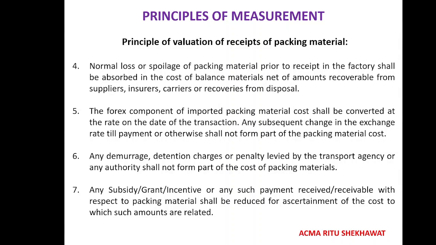If there is normal loss or spoilage of packing material prior to receipt in the factory, it should be absorbed in the cost. Like if you have transported goods worth 1 lakh and in transit 10,000 of the product has been damaged. Before transporting, you had taken insurance on that product. So you claim 7,000 against the 10,000 from the insurance company, that 7,000 should be netted off, and 3,000 you have to bear as a loss of the company.